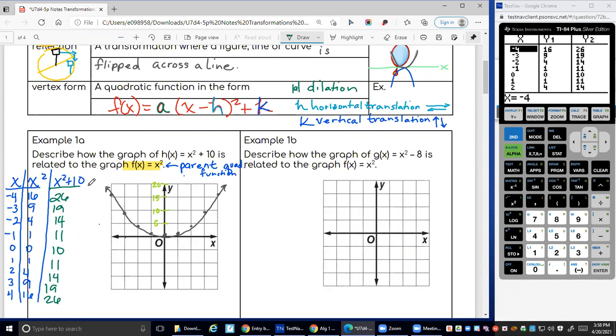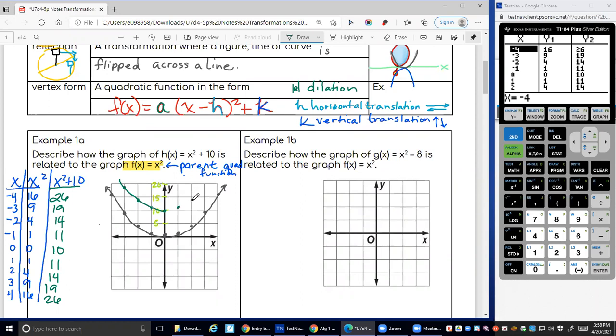26, that's like too big. But we can do -3, and then we're up at 19. So that's about here, more or less. -2 with 14, about right here. And -1 at 11. And 0 at 10. Do you see kind of what's happening here? It just slid up, right?